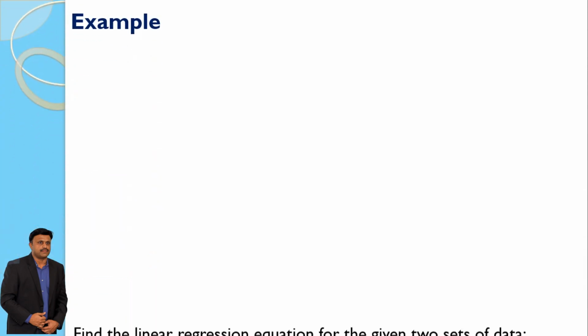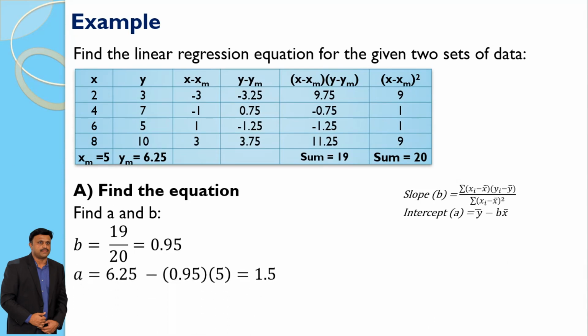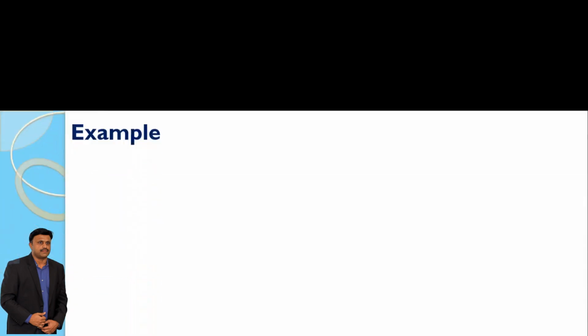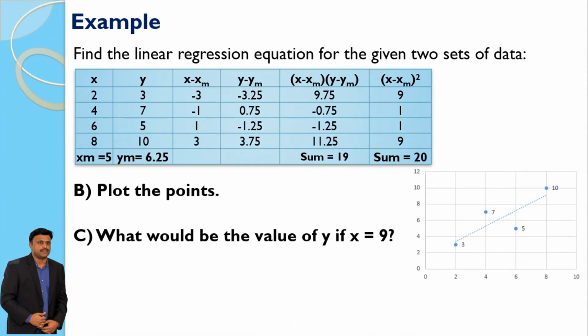To find the equation, we calculate the slope and intercept using the given data. The slope is 0.95 and the intercept is 1.5, resulting in the equation y equals 1.5 plus 0.95 times x. Next, we plot the points on a graph. Finally, we use the equation to find the value of y when x is 9, which results in y being 10.05.